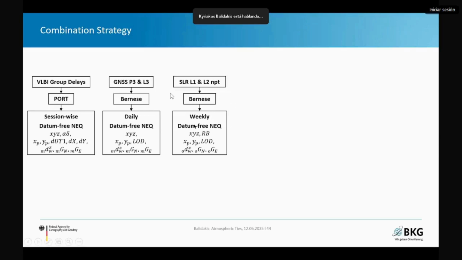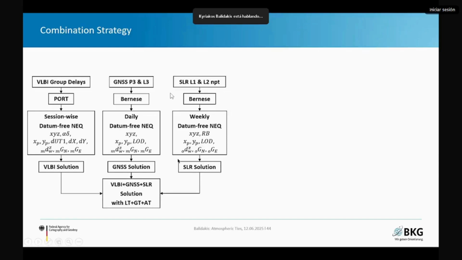And for SLR, we have station coordinates, range biases. This is an SLR station and satellite specific instrumental effect. So it's a fudge parameter that has to be estimated. And also polar motion, length of day, and zenith delays. Then we have the single technique solutions, and then we take these three solutions and we get the combined solution with local, global, and atmospheric ties.